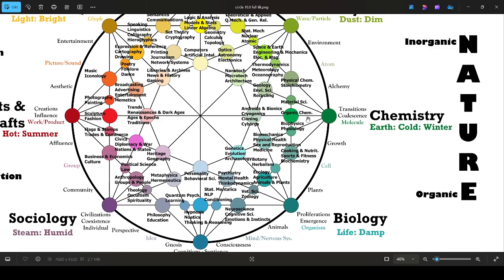So for the organic chemistry here, I could have put inorganic above it and then organic below it. Maybe I'll change it to that. This line here kind of represents the part where it changes from inorganic to organic.